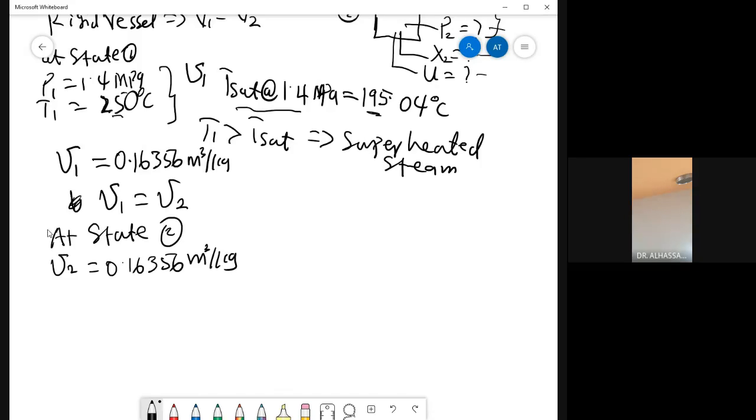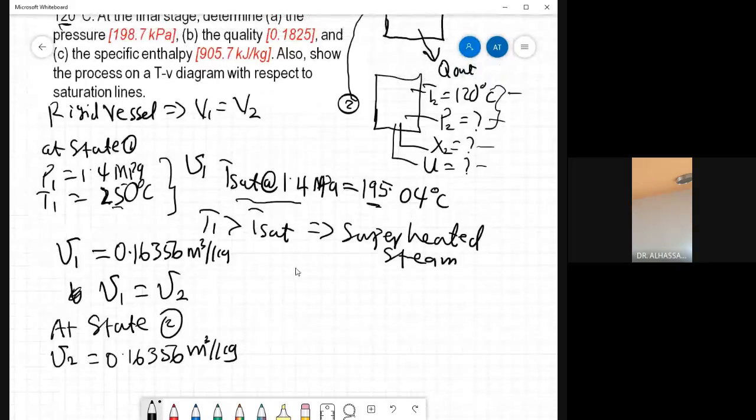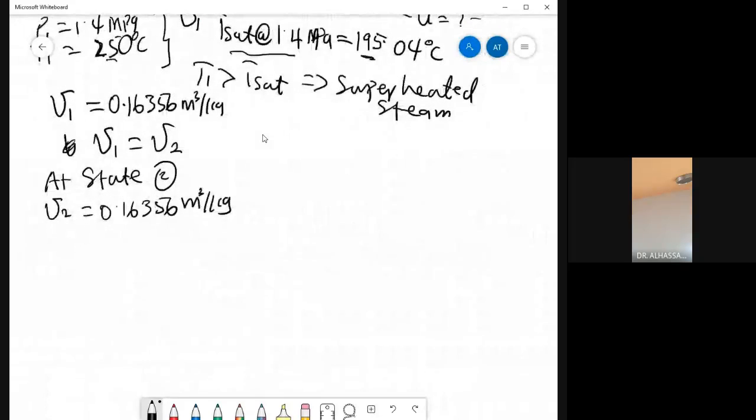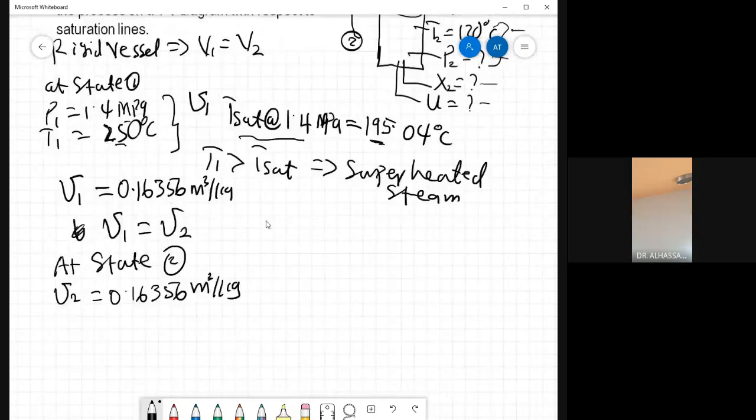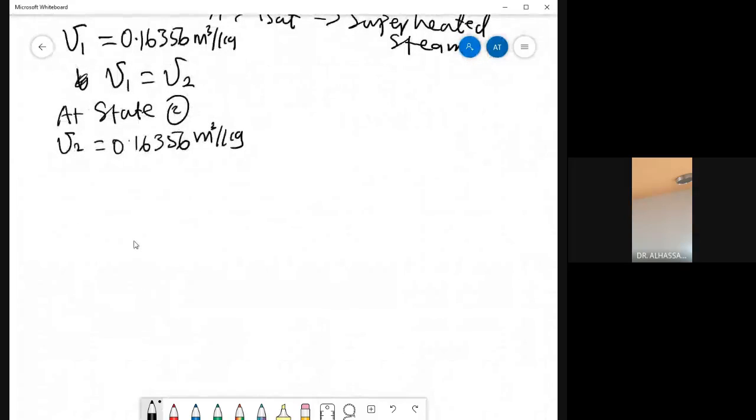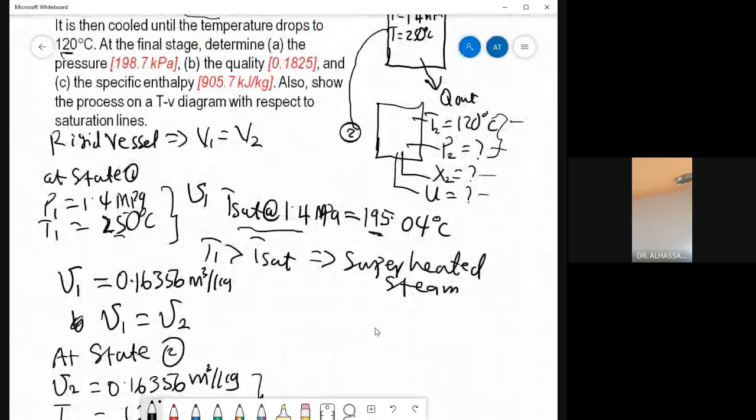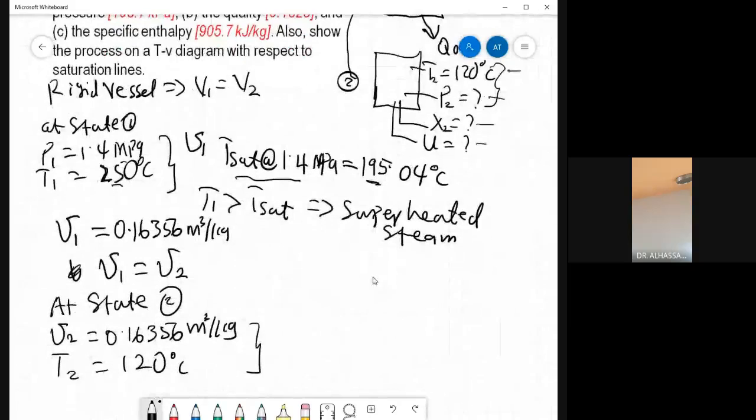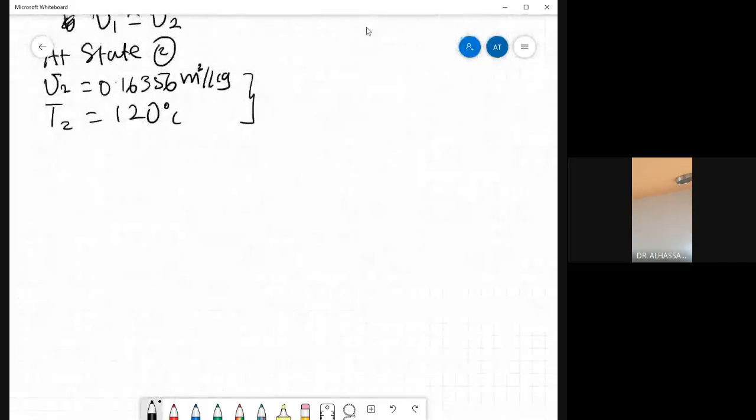And then we have T2 as well, equals 120 degrees Celsius. So these are the properties of the fluid we have at state 2. So now we need to find the final pressure, then the value for X, then the value for U.